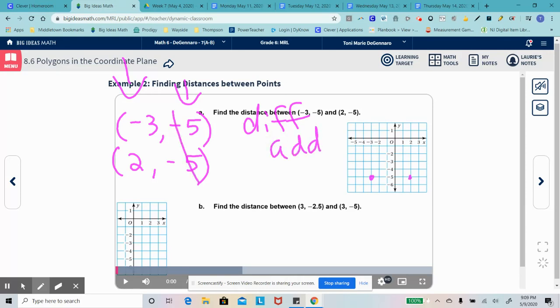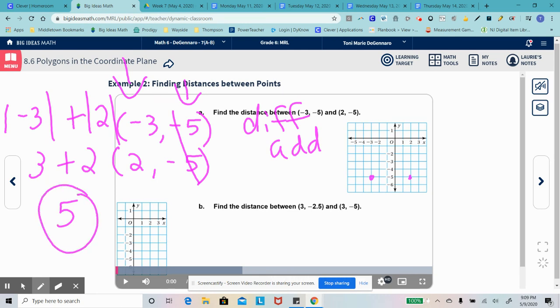So these are the same, so we're going to cross off. That means we need to work with the absolute value of -3 and the absolute value of 2, and we're going to add them. So 3 plus 2 is 5. And if you notice how I'm showing my work, this is what I need to see from you on your paper. I don't want to just see this on your paper.